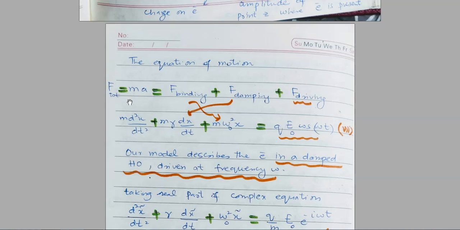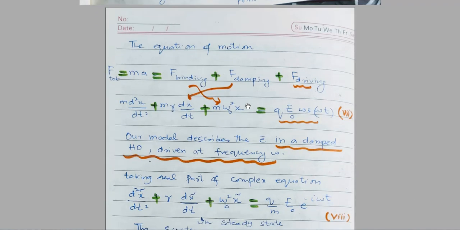So the net force should be equal to ma according to Newton's second law. You have to put in all these values. Binding force is equal to minus m omega naught squared x, the minus sign is also applied here, damping force is minus m gamma dx by dt, and driving force is q E naught cos omega t. After rearranging, you have equation 8.